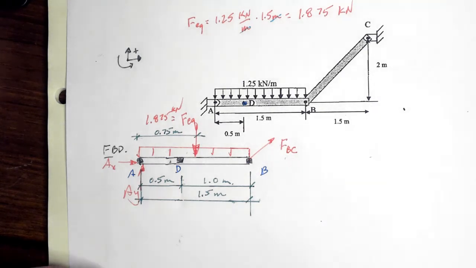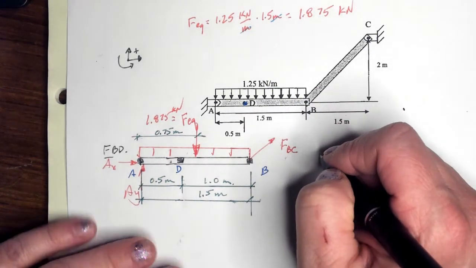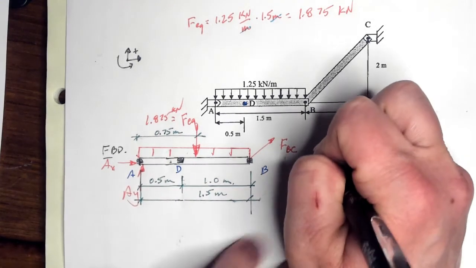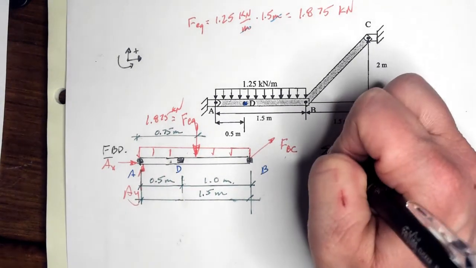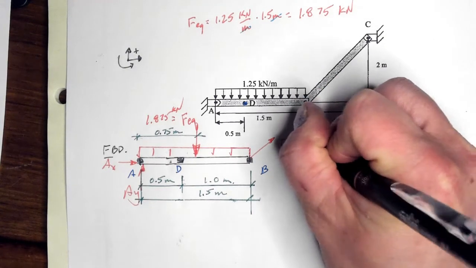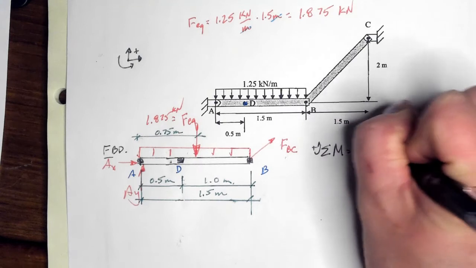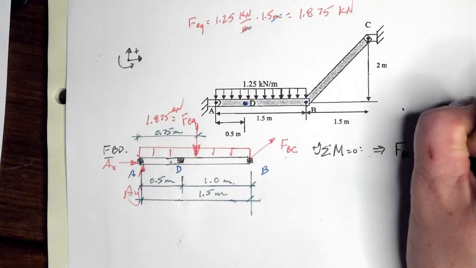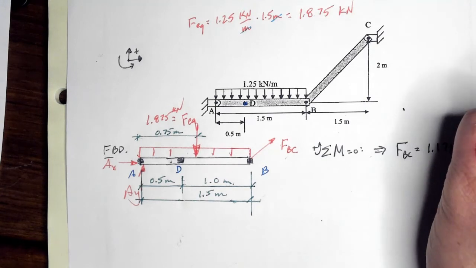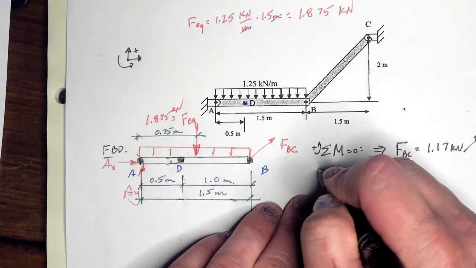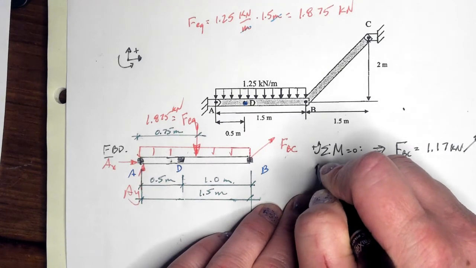If we sum moments, I'm going to not do this all the way. Summing moments at O, I'm going to get F_BC of 1.17 kilonewtons, and it's going to be in the right direction, tension.